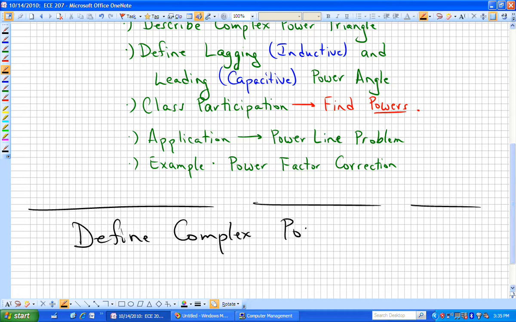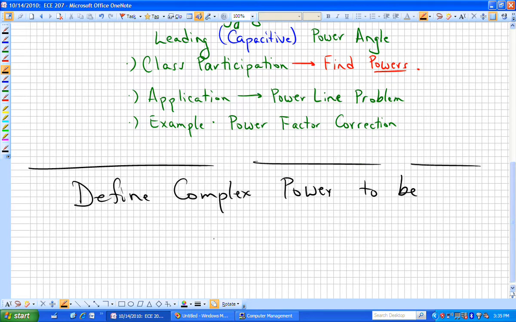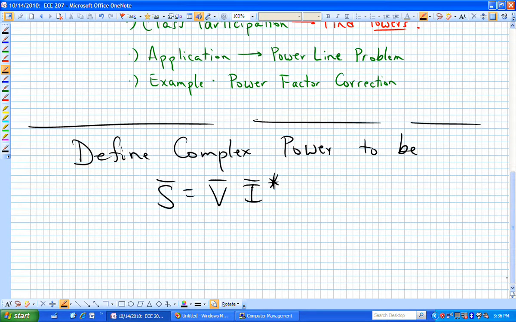Which is this complex power expression. And we're going to use phasors. That's what the bars are for. And our complex power associated with a load, associated with loads, associated with a source, will be the voltage phasor times the complex conjugate of the current phasor associated with that load or source. That's what the asterisk or the star in the superscript means above the I.